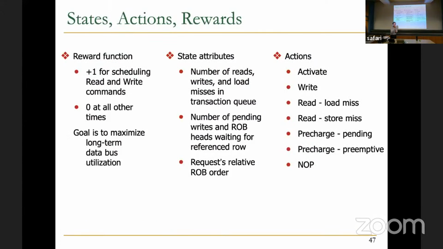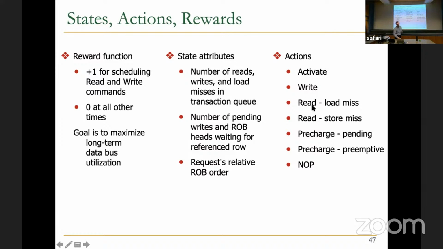But let's take a look at what's important at the high level. So reward function is very important. Whenever you design a reinforcement learning agent, you should set a good reward function. In this case, reward function is easy because we've kind of simplified the problem. Basically, our goal was to maximize data bus utilization. We will see in a couple of lectures that this is not a great goal when you have multiple applications running in the system. They have different requirements. Your goal should not be to optimize data bus utilization. But when you have a single application running, this is actually not a bad goal. So basically, you get a positive reward when scheduling read and write commands, meaning you're actually utilizing the data bus. Otherwise, you get 0. And the goal is to maximize that in the long term.